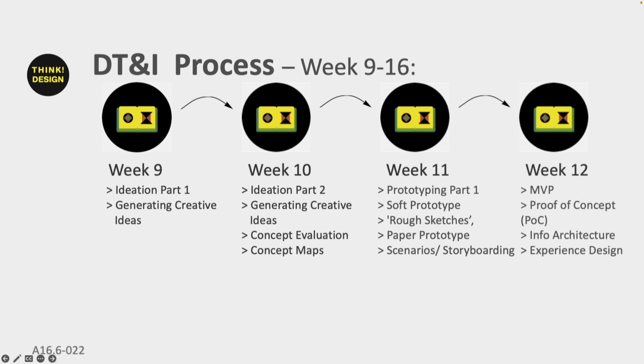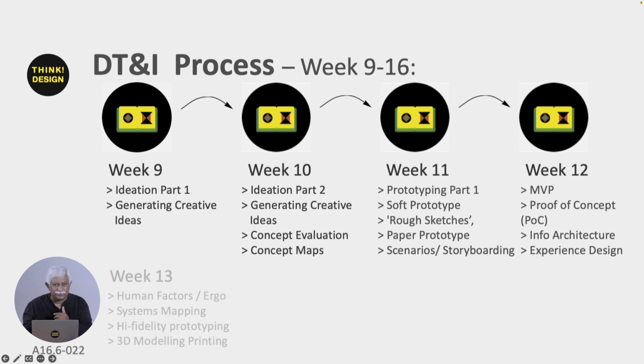Week 12 was part 2 of prototyping: minimum viable product, proof of concept, information architecture and elements of experience design. In week 13, you started looking at human factors and ergonomics, also looked at systems mapping, and from soft prototype to medium prototype, you went into high fidelity prototyping. You also looked at options of 3D modeling and printing.